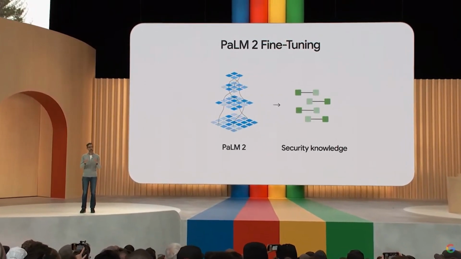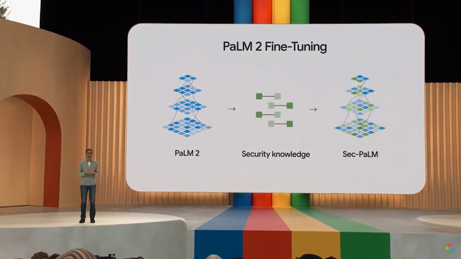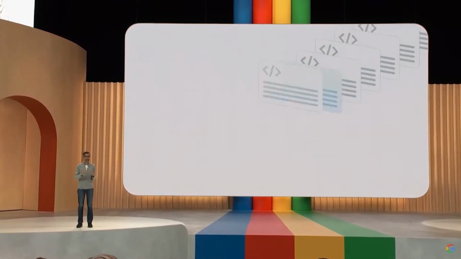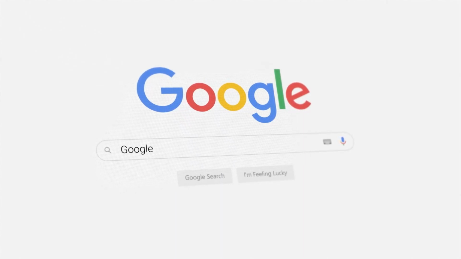There's also SecPALM, another specialized version of PALM-2, specifically for cybersecurity, which uses AI to help analyze potentially malicious scripts. This will help to better detect potential threats to people and organizations. Well, what can I say? Google is pulling all the stops for this one.